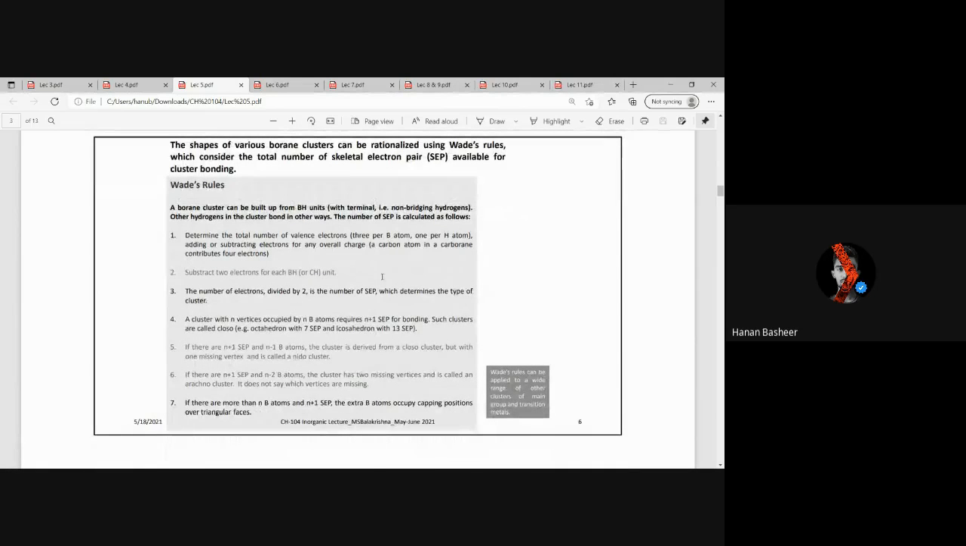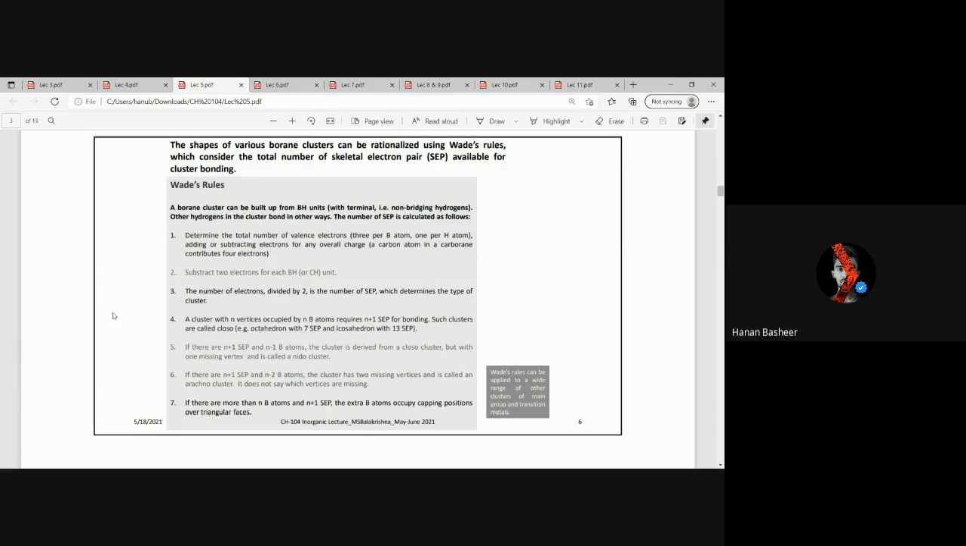Wade's rule is a basic technique by which we can classify the boron hydrides into particular types. So how do we do it? We add all the valence electrons on boron and hydrogen, 3 for boron and 1 for hydrogen. After adding them, we subtract 2 electrons for each boron hydride combination. The number of electrons divided by 2 gives the number of SEP, which determines the type of cluster. And a cluster of n vertices occupied by n boron atoms gives n plus 1 SEP.